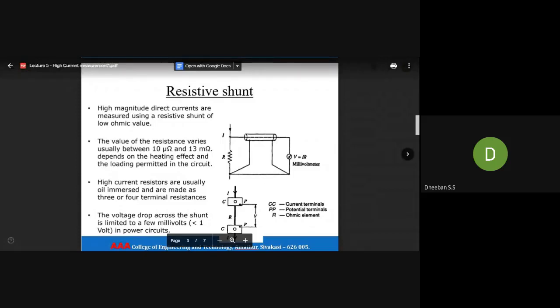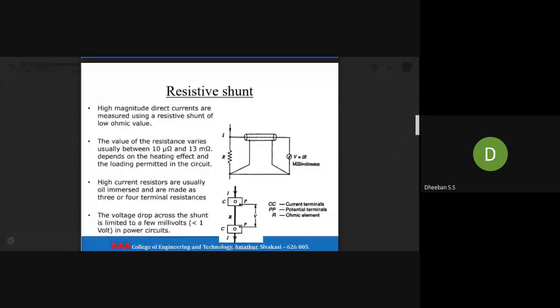Based upon this, usually the resistance will be chosen between 10 micro ohm to 13 milli ohm. This is the range in which the resistance will be chosen. The principle behind this resistor is the heating effect: as the current flow is very high, there will be some resistance to the flow of current. Due to the high flow of current, there might be some heat dissipation in the resistance.